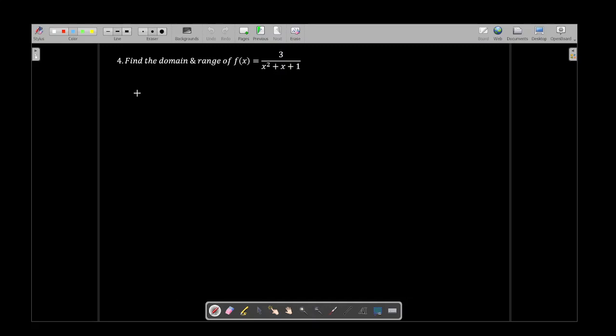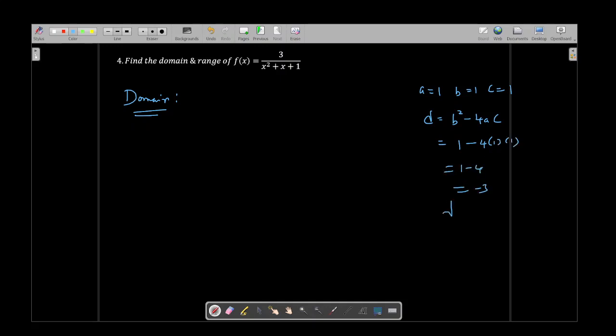Let's solve one more problem. This is an interesting problem. Let us try to find the domain. To find the domain, let us see what the roots of this are. a is 1, b is 1, c is 1. Let us find the discriminant, which is b square minus 4ac. b square is 1, minus 4 into 1 into 1. 1 minus 4 is minus 3. So D is negative here. So no real root exists.